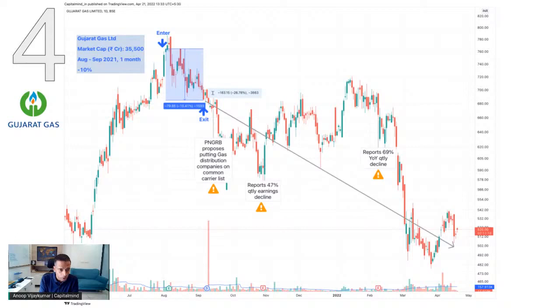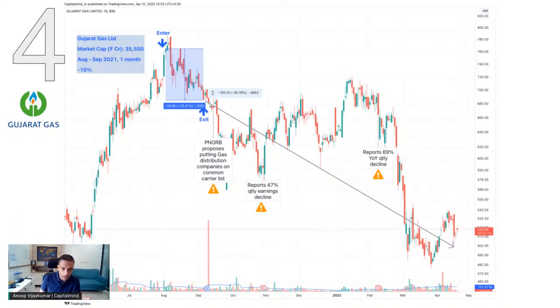Got in August of 2021. Pretty much immediately started to correct from that point. Went down 10%, hit our exit criteria, which is when we exit the stock at a 10% loss in this holding. Just a few days later, PNGRB, which is a government organization, proposed putting gas distribution companies on a common carrier list, which would have basically taken away pricing power for these companies and was therefore a big negative. So the stock fell quite a bit on that news.